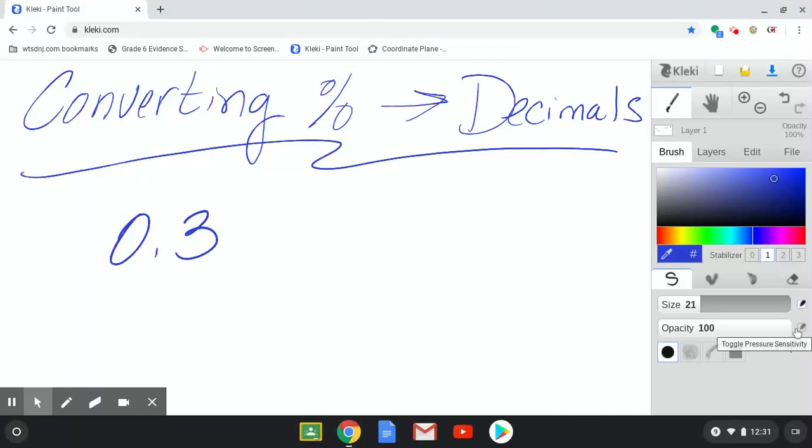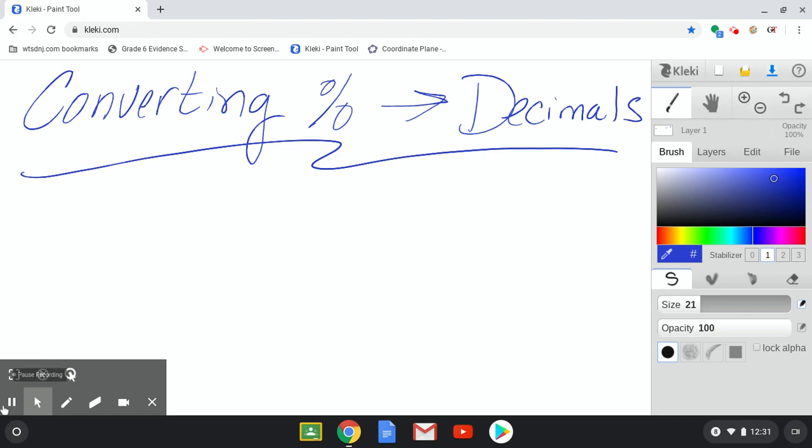Class, Mrs. Calvi here. I'm going to do a quick review on converting percents to decimals. Now, yesterday's lesson, you were converting decimals to percents. It's going to be very similar with converting percents to decimals. Okay, so I'm going to give you a percent and I'm going to show you how to convert that to a decimal.